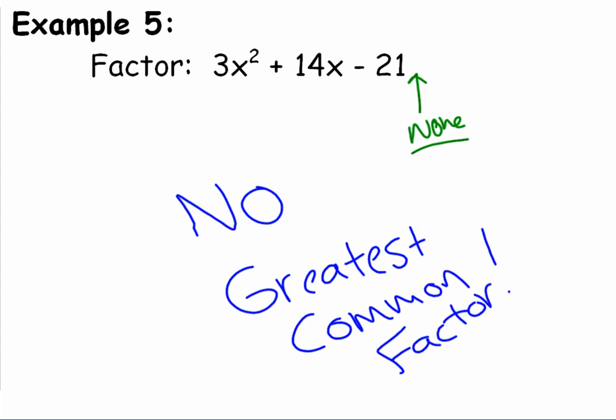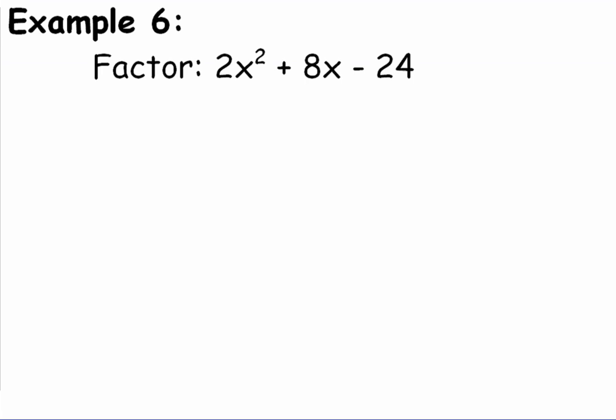Just because they ask you to find one doesn't mean it's always there. And again, if I wrote out the factors, you can see that there isn't an overlap of every number. So that means I can't pull out a number. When looking at the variables, I have 2 of them here, 1 of them here, but 0 over here. So I can't take out any variable. So no GCF. Pause the video now as you try example 6.